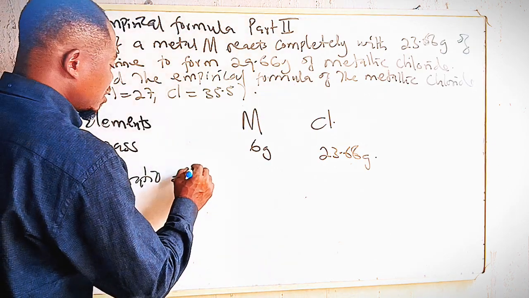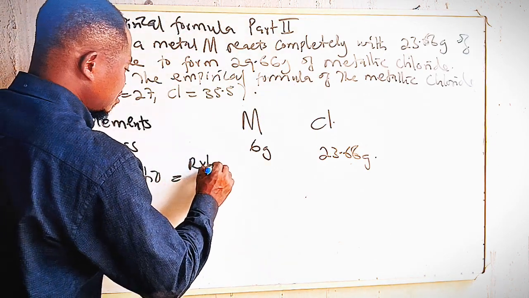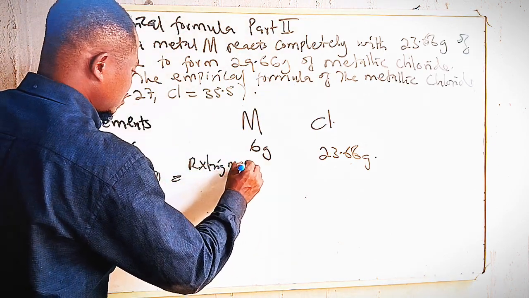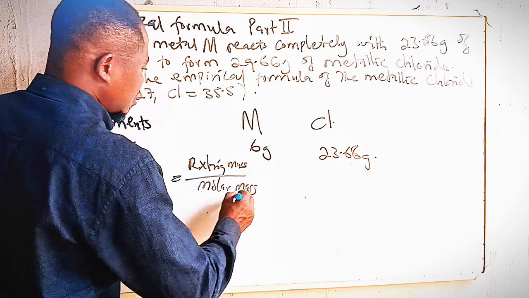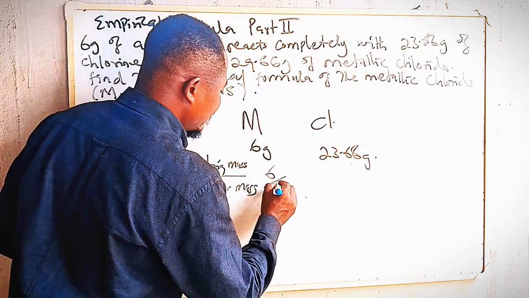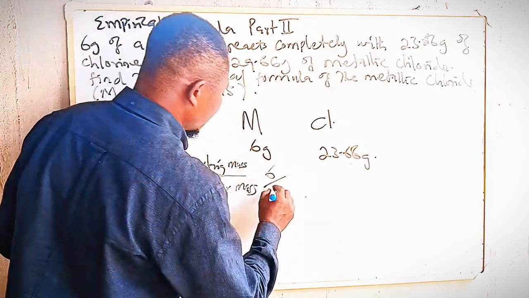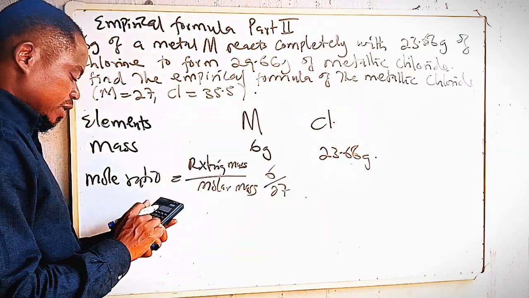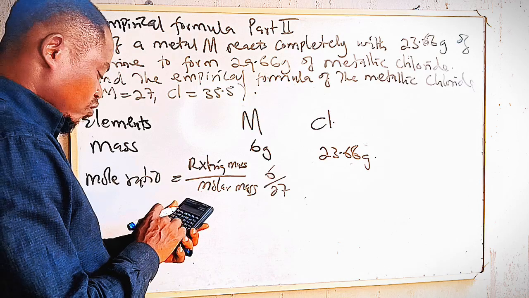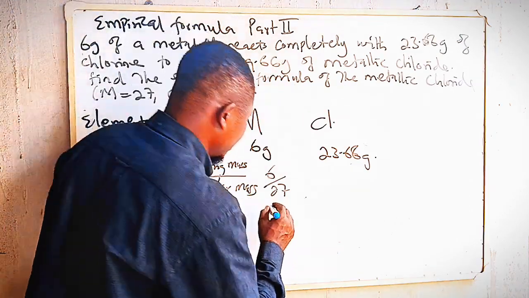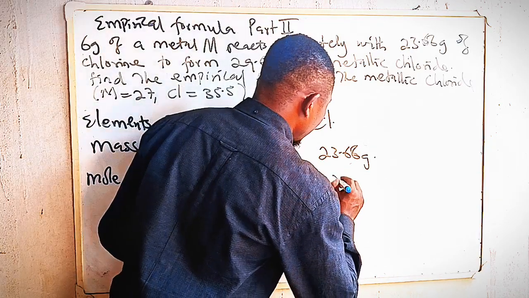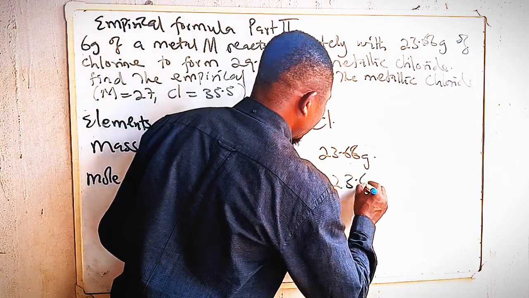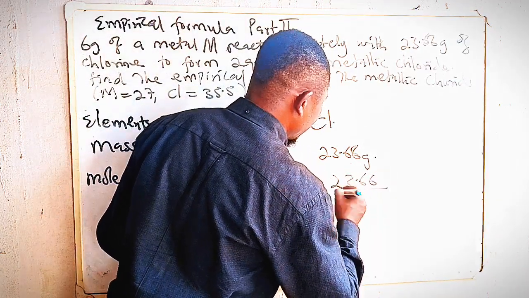And that's going to be the reacting mass divided by the molar mass. So the reacting mass is 6 divided by the molar mass, given the relative atomic mass, which was 27. So we're going to say 6 divided by 27, and that is supposed to give us 0.222.